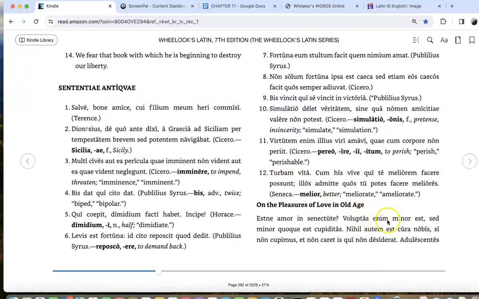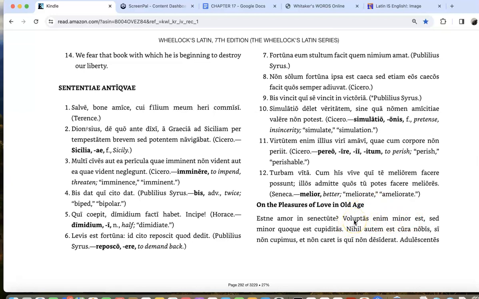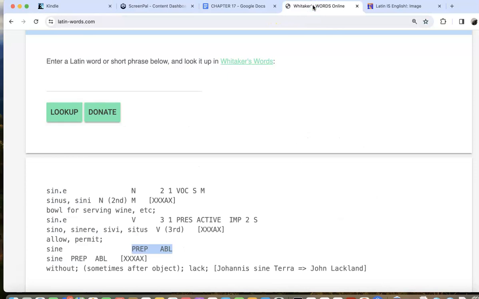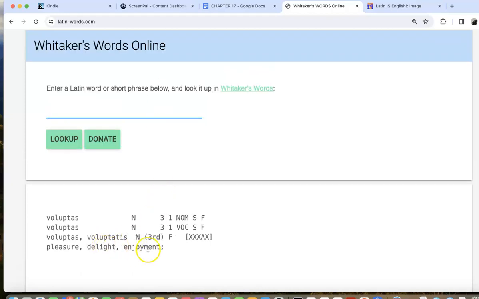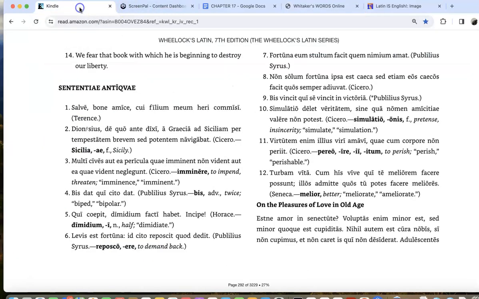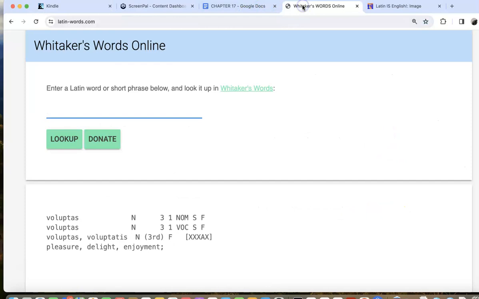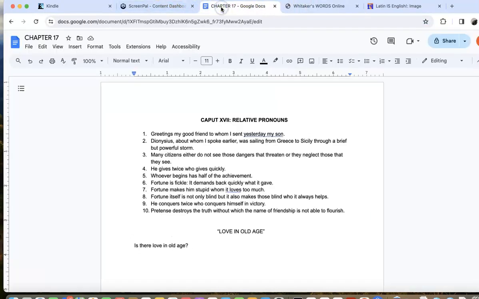Voluptas enim minor est. This is where we get words like voluptuousness. Voluptas could mean a number of things. You might want to look this up for some options. Pleasure, delight, enjoyment. So it's kind of limited in this case, but let's go with pleasure. We'll go with the first one here. For pleasure is reduced or small. So for pleasure is reduced. Again, it kind of loses a little bit in translation, but you get the idea here.